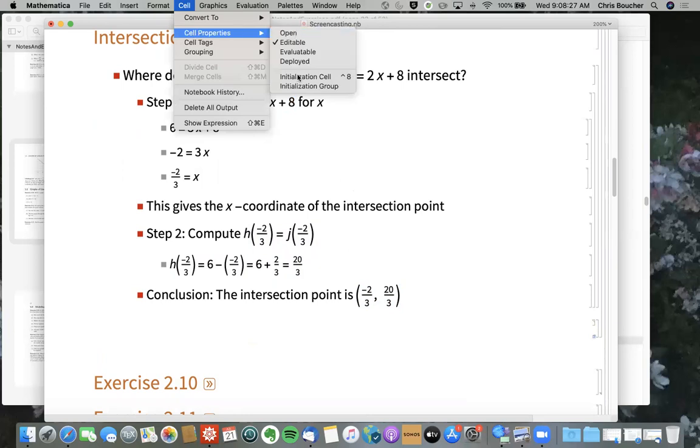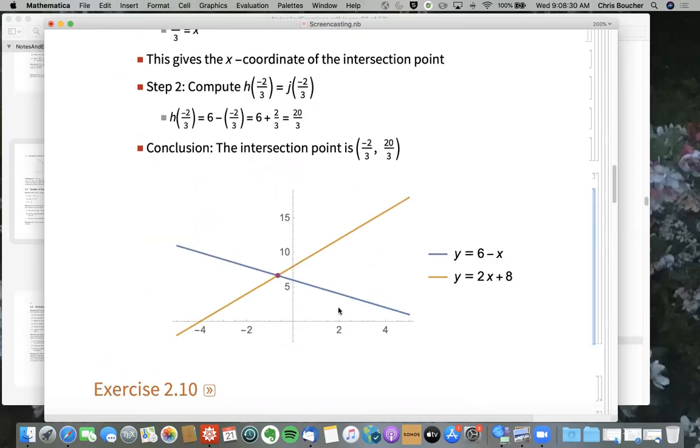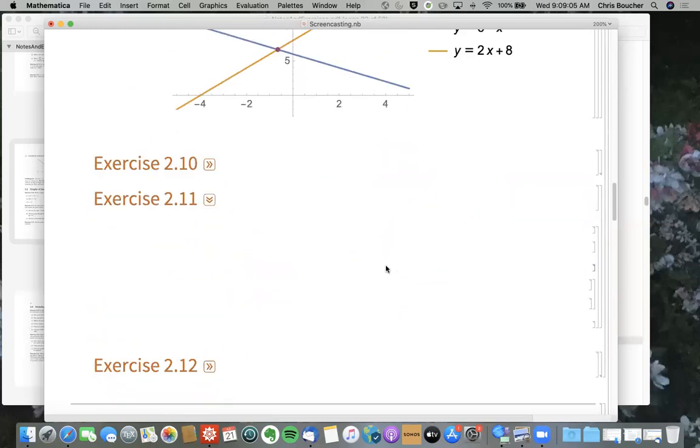And here's a quick picture of what's going on. Here are the graphs of my two lines, right? The blue line clearly has a negative slope. It runs downhill, so it makes sense that it's the 6 minus x line. And the orange line has a positive slope, right? That's the y equals 2x plus 8 line. You can see the y-intercepts, right? The orange line has a y-intercept of 8, where the arrow is now. The blue line has a y-intercept of 6, right? And here, this purple point, of course, is the point where they cross. And these coordinates look about right? -2/3 and 20/3 is what, almost 7, right? And that's about right.